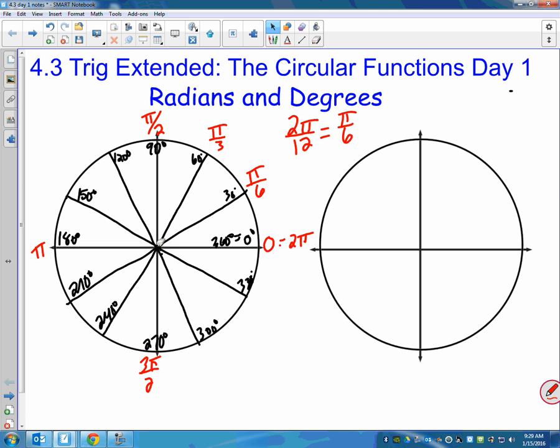So then what's this? How many pi over 6 do I have? 4 pi over 6, which reduces to 2 pi over 3. And then, I always think of it this way, 1/6 away from pi. This would be 6 pi over 6, and what's 1 less than that? 5 pi over 6.